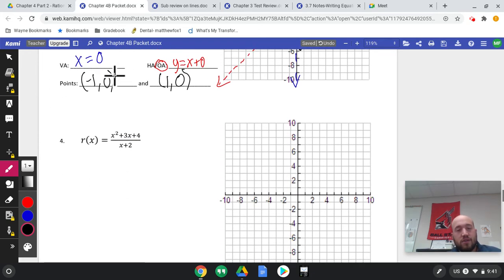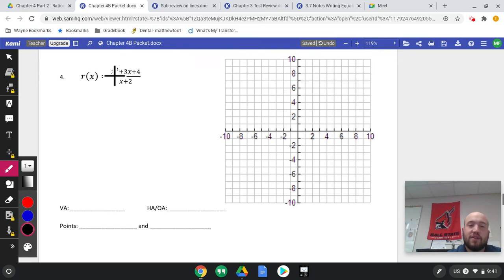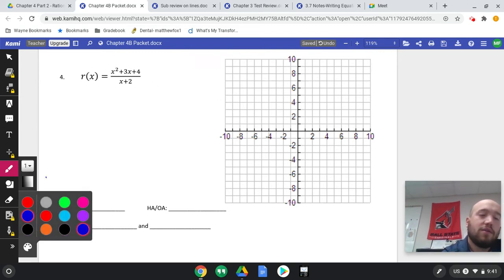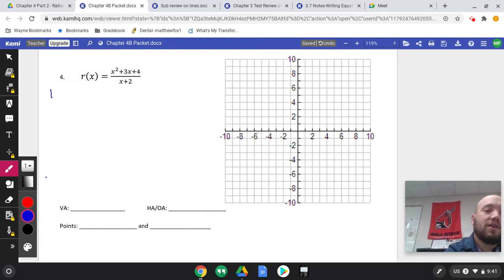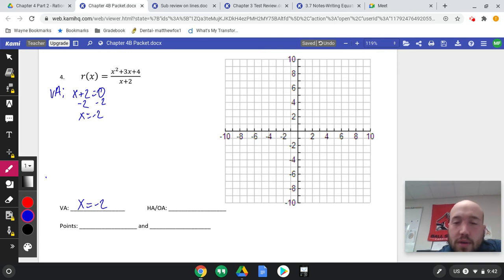The last one, so once again, we always want to find our vertical asymptote. To find our vertical asymptote, all we have to do is set the bottom equal to 0. So x plus 2 equals 0. Subtract that 2 over, and we'll get x equals negative 2. So we go here to negative 2 on the x-axis and draw the line straight up and down.